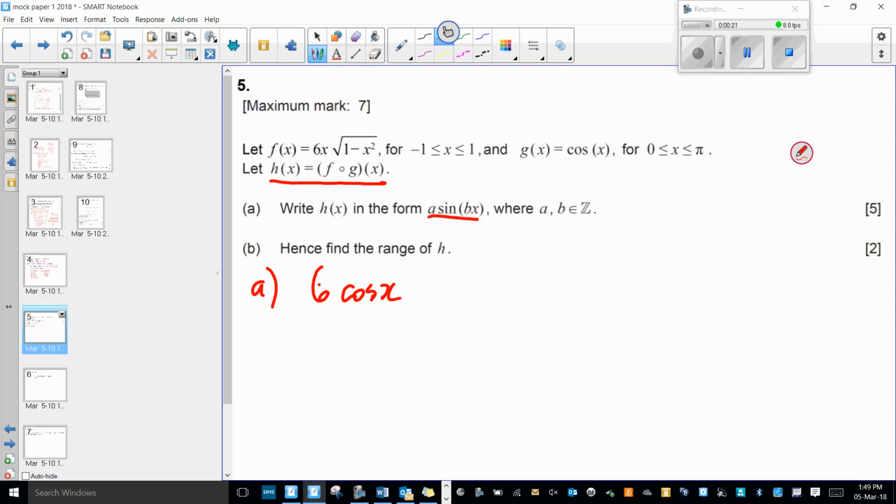root 1 minus cos squared x. Okay, sorry, I should have said that. That's FOG. You happy with that? Yeah? So G has gone into F because it's FOG. Yes? You happy with that?